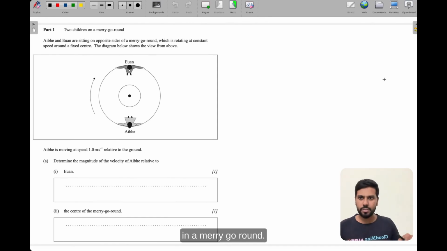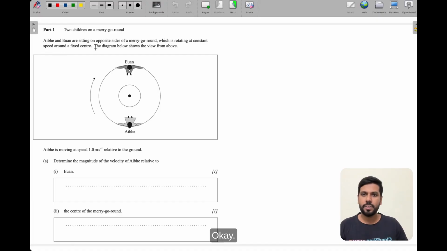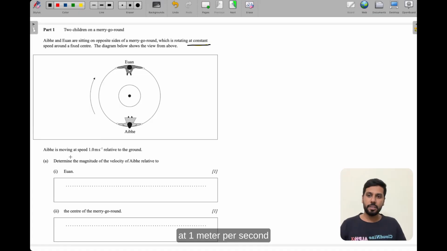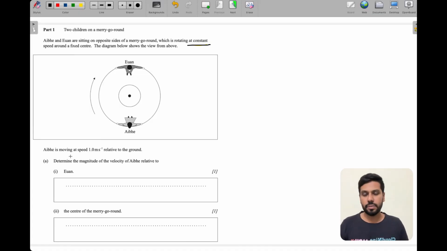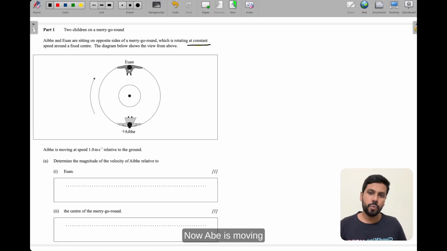They are going around on a merry-go-round, and the speed of the rotation is constant. Where is it written? It's clearly written here that the speed of rotation is constant. Now Abe is moving at 1 meter per second relative to the ground.